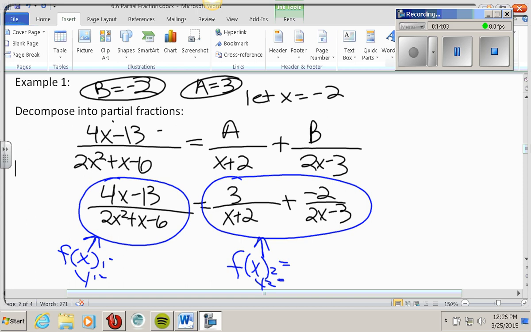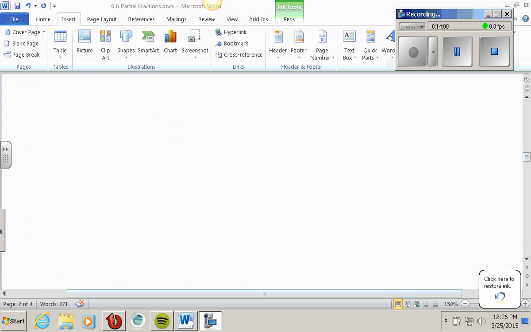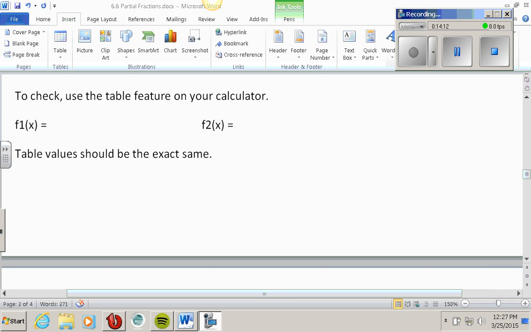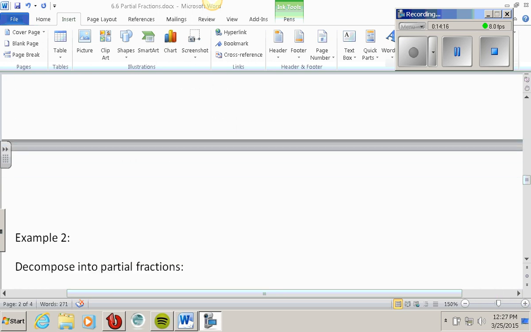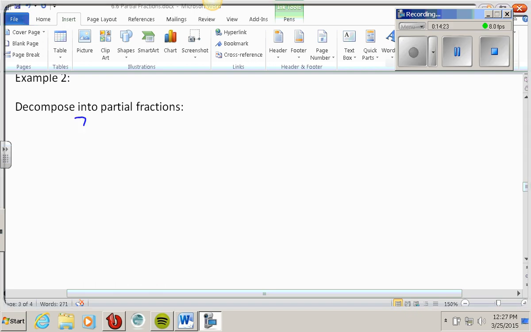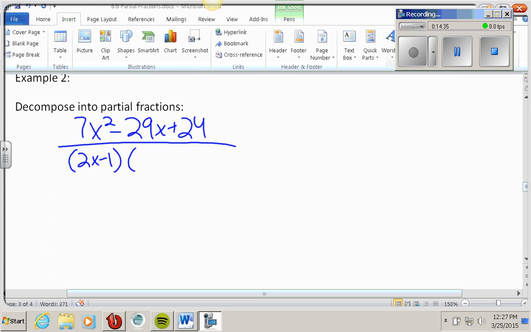Okay, so we're going to move on to one more example. So again, to check, use the table feature on your calculators to make sure those values are exactly the same. Okay, so example 2. 7x squared minus 29x plus 24 all over 2x minus 1 x minus 2 squared.